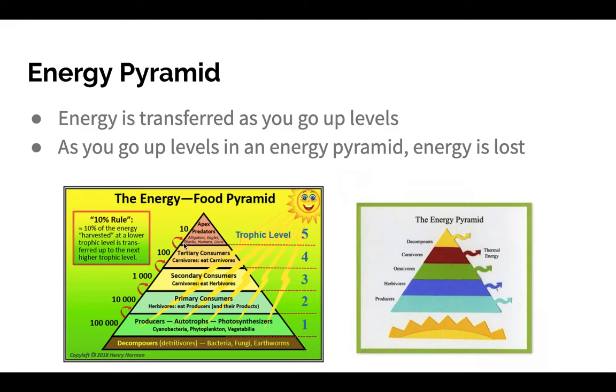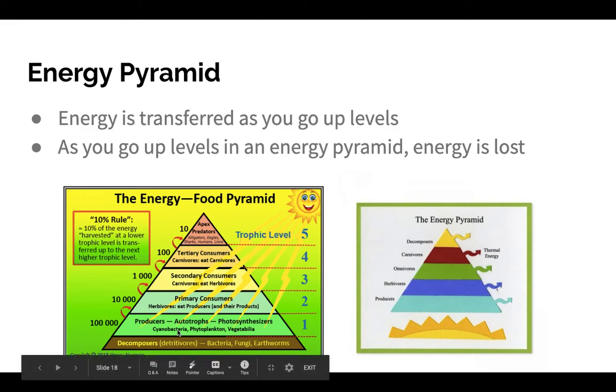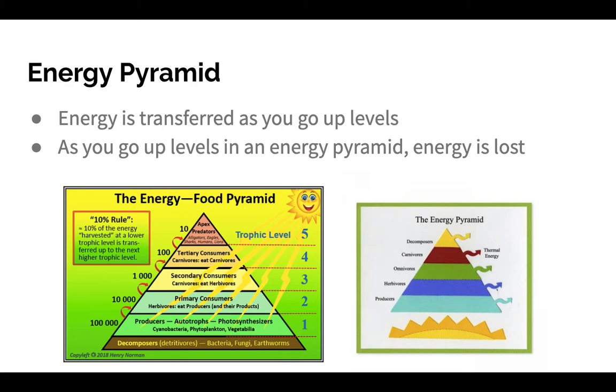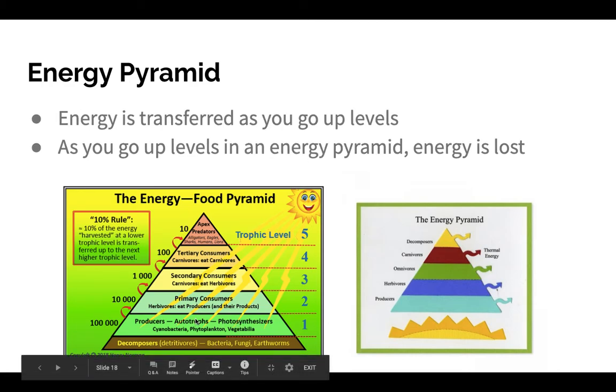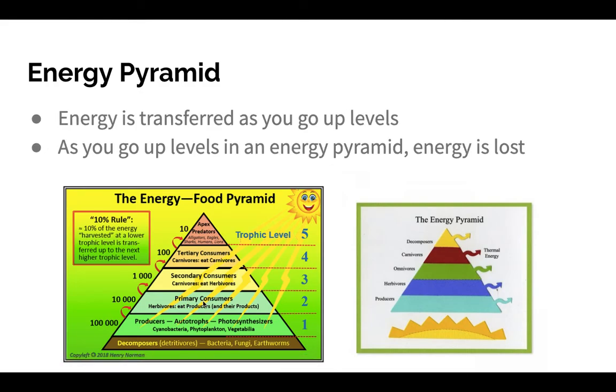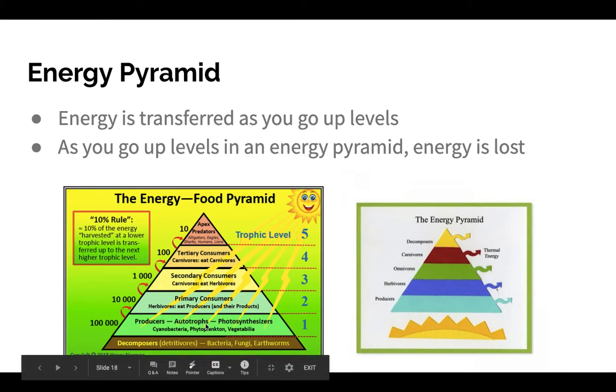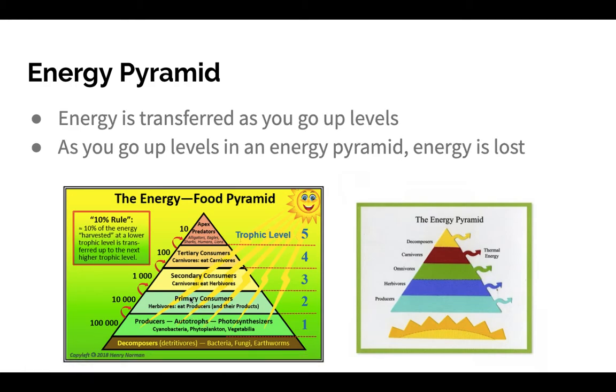So if we look at this energy pyramid again, we're going to be starting here in the producers, and they have 100% of the energy available. They can absorb as much sunlight as they need, and they can have all of the food that they are capable of producing. Once those producers are eaten, we go up one level, to the primary consumers, and only about 10% of the energy that was trapped down here makes it to them.